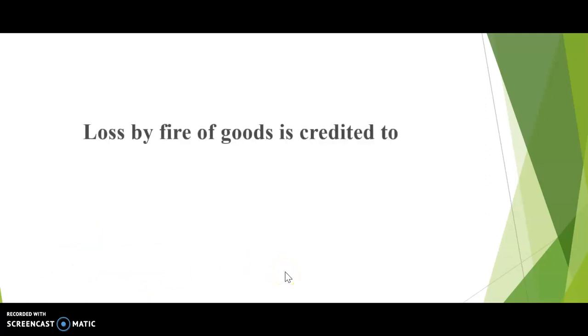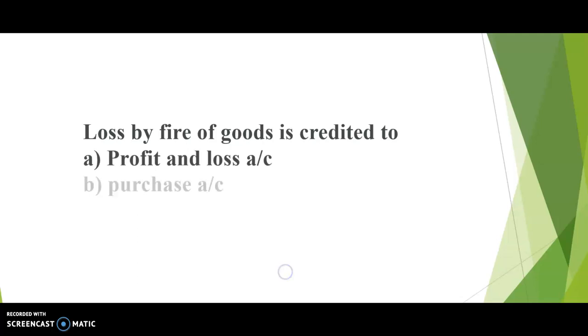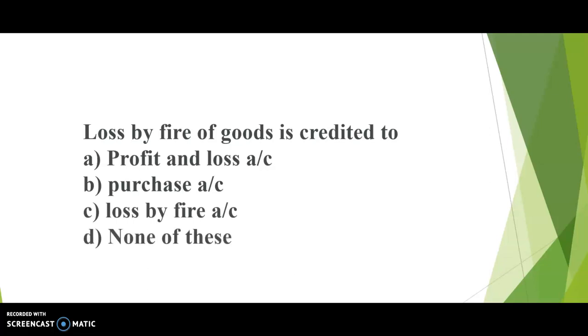Loss by fire of goods is credited to: A, profit and loss account, B, purchase account, C, loss by fire account, D, none of these account. The loss by fire of goods is credited to purchase account. So the correct option is B.